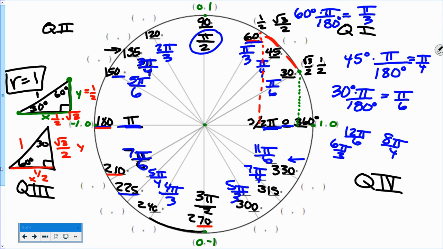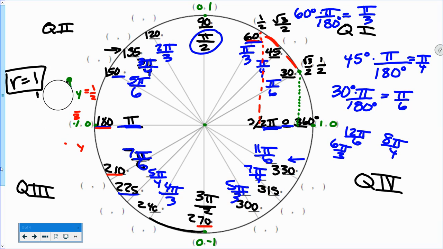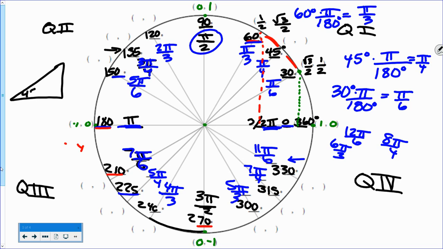All right, let's look at the 45 degrees. So I'm going to erase these and put up a different one. You've got some extra space on your paper. If I drop down from this point, dropping down a side to create a 45, 45, 90 triangle.